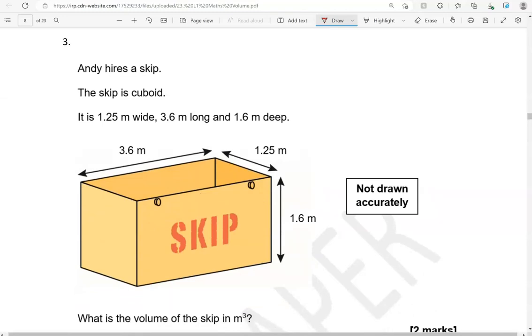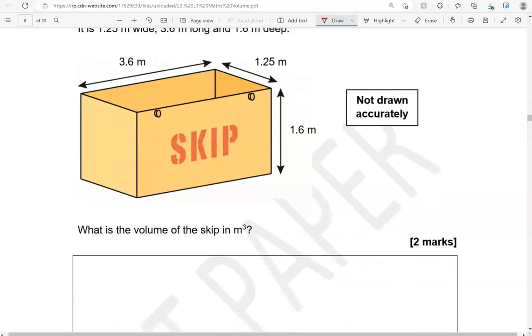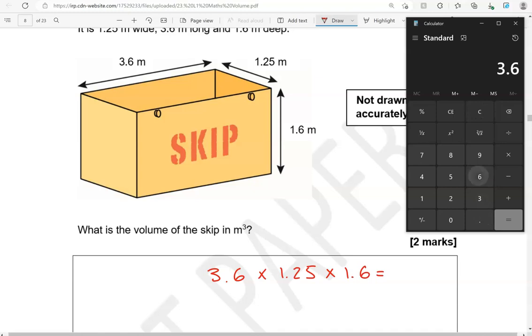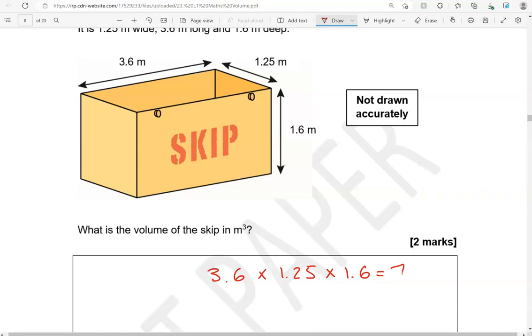A hire company has a skip. The skip is cuboid. It is 1.25 meters wide, 3.6 meters long, and 1.6 meters deep. What is the volume of the skip in cubic meters? So we'll do 3.6 times 1.25 times 1.6. They're all meters. So that is 7.2 cubic meters.